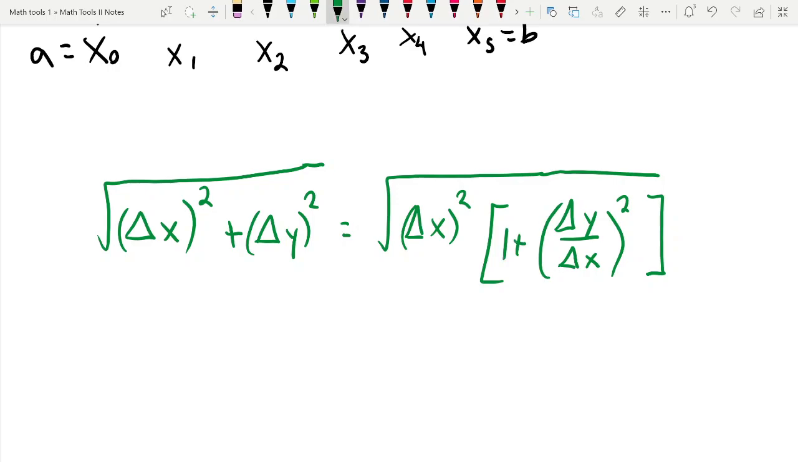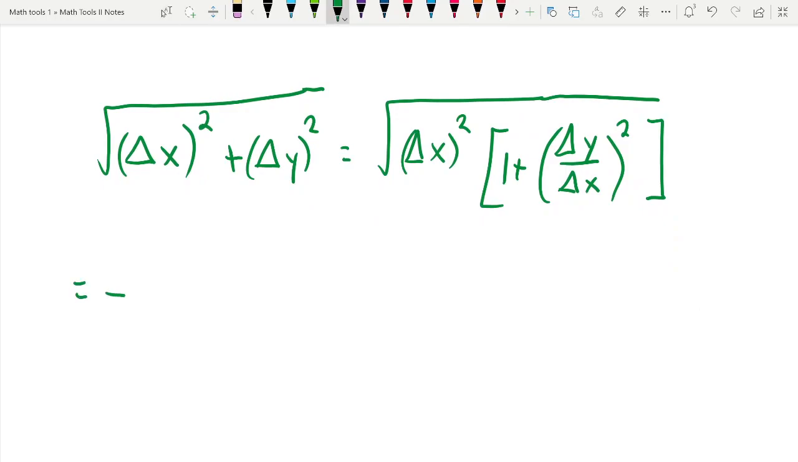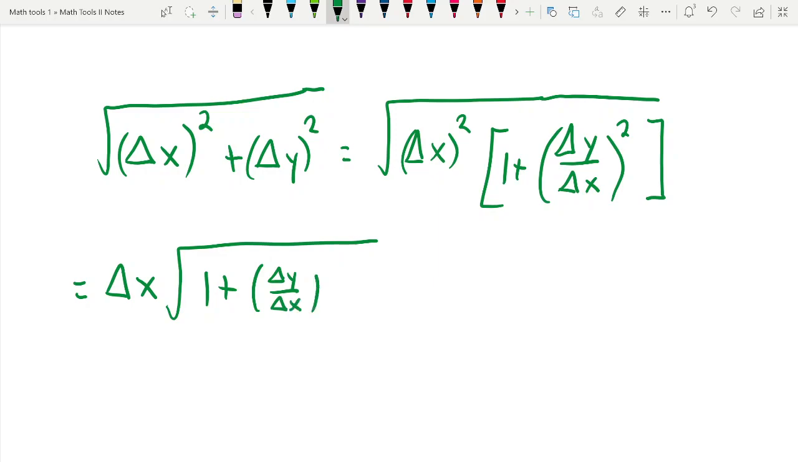It's all kind of smushed together. So now we can pull that delta x out, right? We can take the square root of just that part because it's part of a product. That's just one of the exponent rules. And then on the inside, we have 1 plus (delta y over delta x) squared. Okay. So now you might start to see where we're going with this, right? Delta y over delta x, that's the slope. So this means that we're looking to introduce a derivative in here.